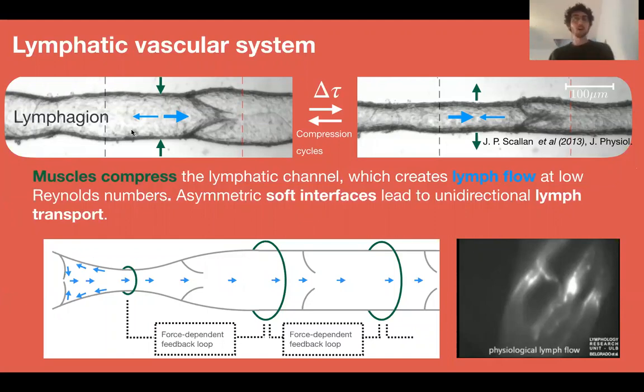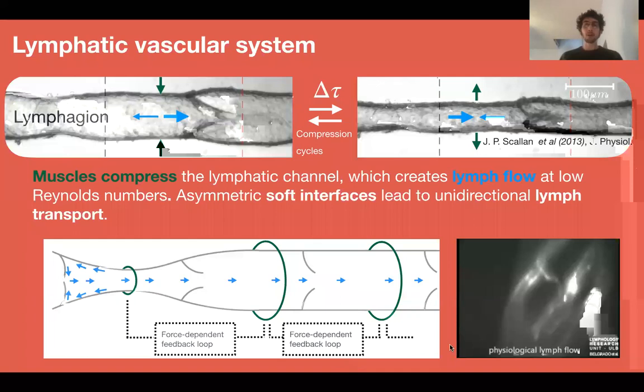And the way it is done is via, I would say, two methods. The first one is the presence of those asymmetric membranes that you can see here, that have a certain orientation that is going to help the liquid to flow in specific directions. And the second method that is used by the lymphatic system is that those compressions of the muscles are not completely random, but they are triggered by what is called active feedback loops.